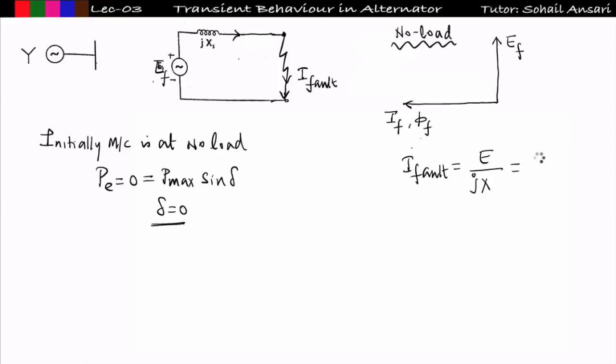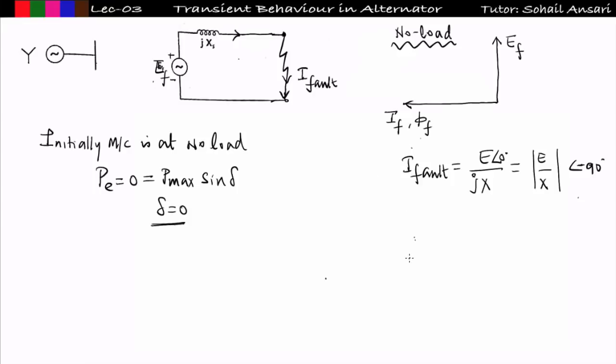If I talk in angle, then it will be magnitude of E by X at an angle of minus 90. I can write like this because the j term will go above and it will be minus 90, means current lags the EMF by 90-degree. That is the fault current I will get if I suddenly short circuit the terminal of synchronous machine.